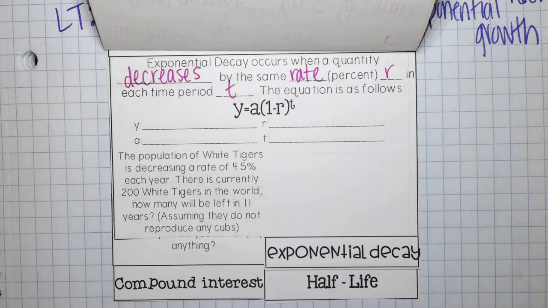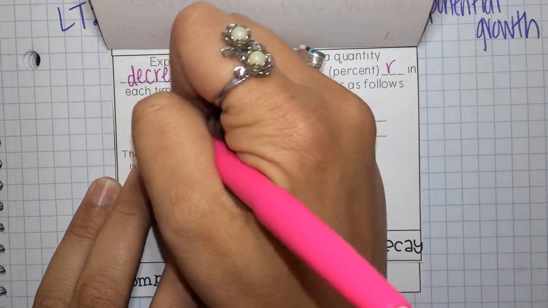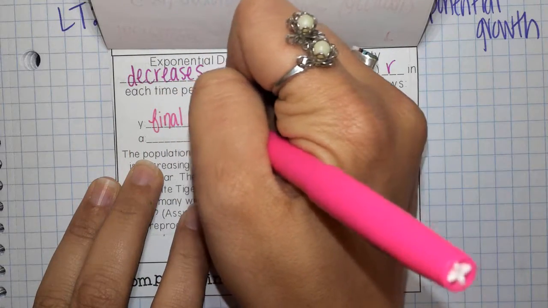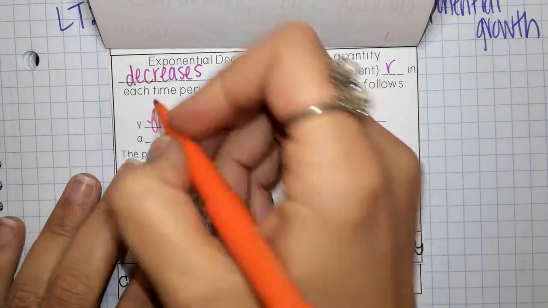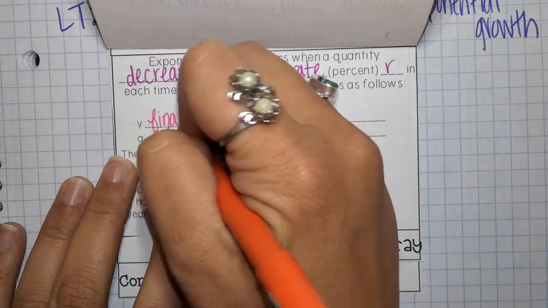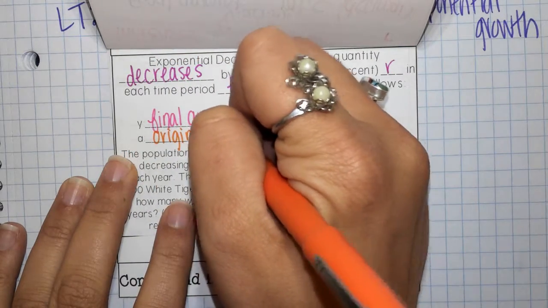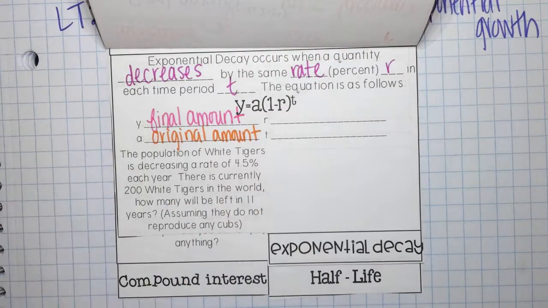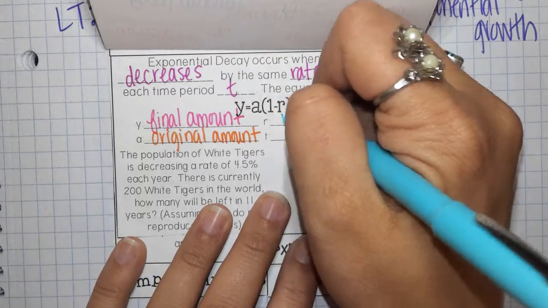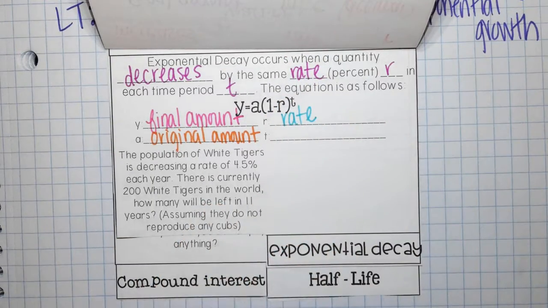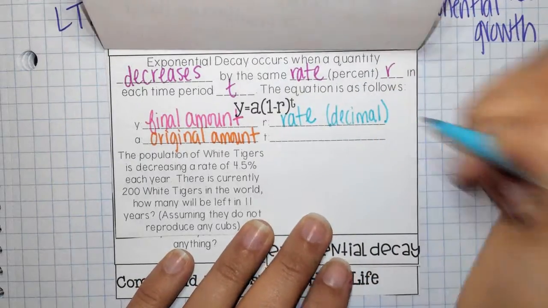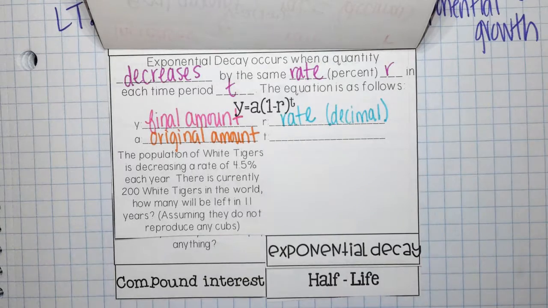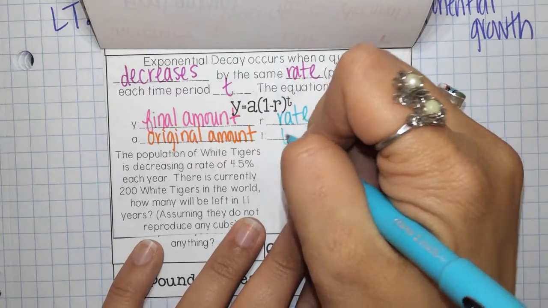Alright, so Y is our what? Final. Look at you go. Take a point. Alright, and what is A? Original amount. Good. R is your rate. And rate is usually a percent, right? But how do we plug it in as a decimal? Good. Take a point, guys. And what is T? What's time?